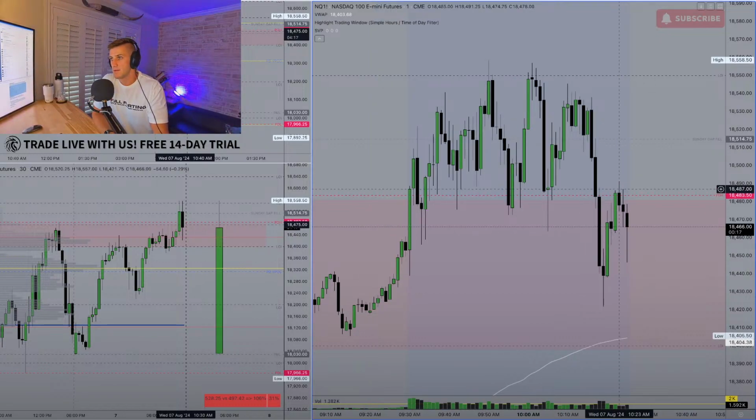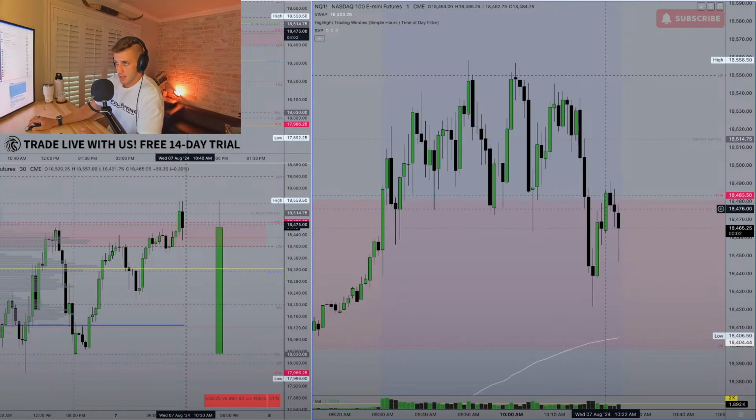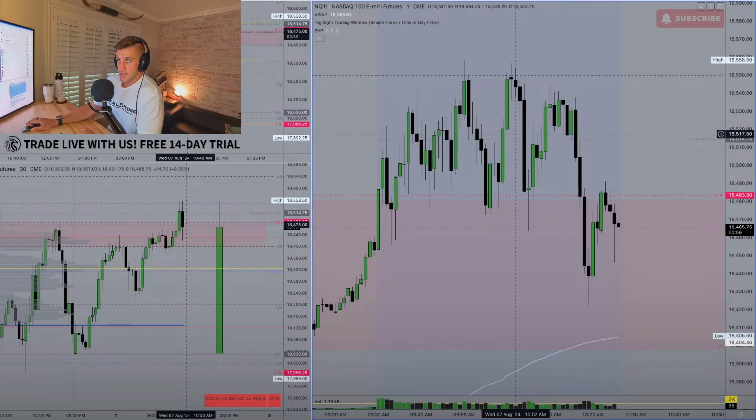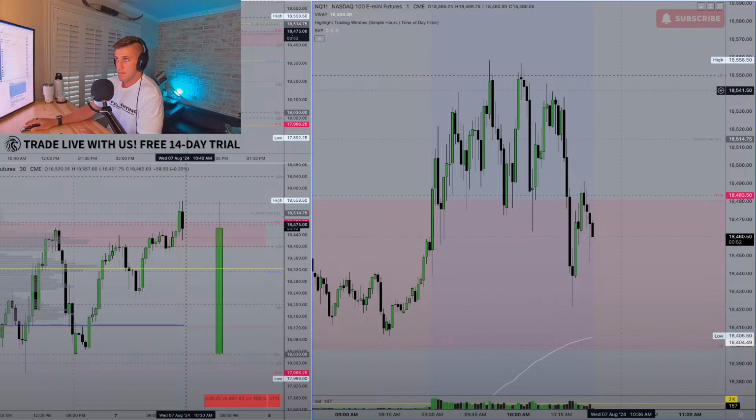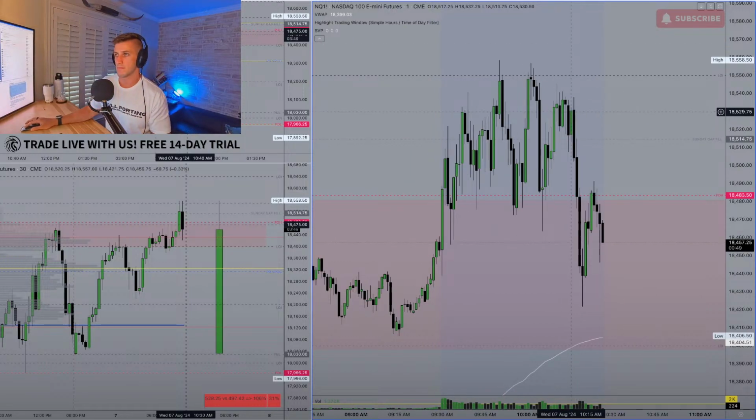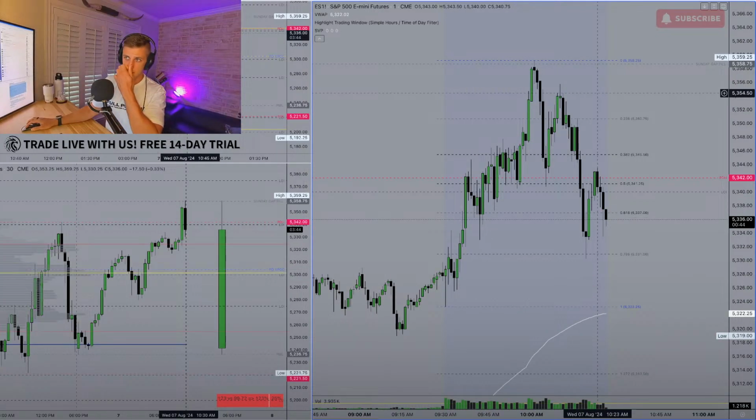So prior day high, first retest rejected there. No clear direction either way. Just sideways still for the session. May see that change here shortly.